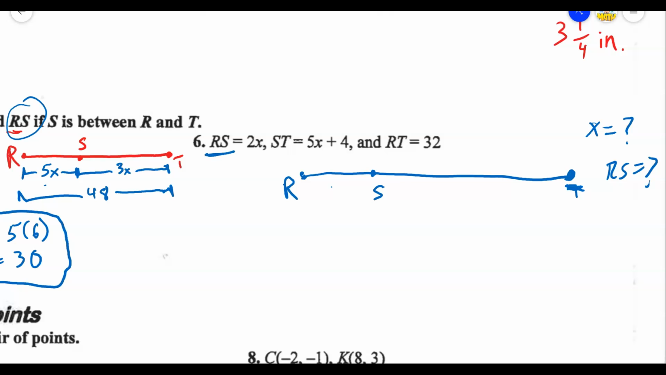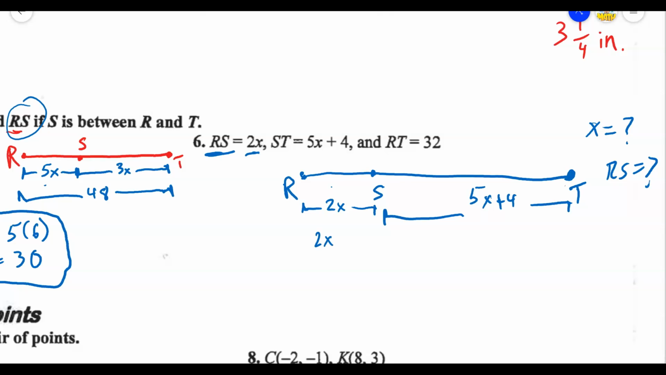And again, I know that RS is 2x. So once I have x, we'll be fine. So RS is 2x. That's right here. ST is 5x plus 4. Okay. And then they tell me the whole segment, RT, is 32. It's kind of a sloppy T here. But the whole segment, RT, is 32. So what would be my equation to solve for x?